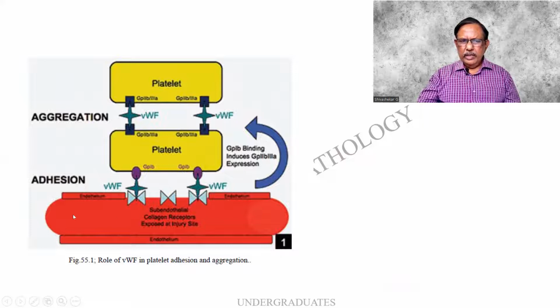This is the subendothelial collagen. This is the endothelial cell. So there is damage to the endothelium. Exposure of the von Willebrand's factor. And you find that glycoprotein 1b receptors over here get attached. Once it is attached, there is an activation of more platelets. This is called aggregation. Very simple.